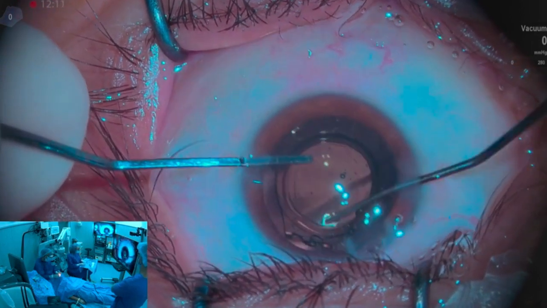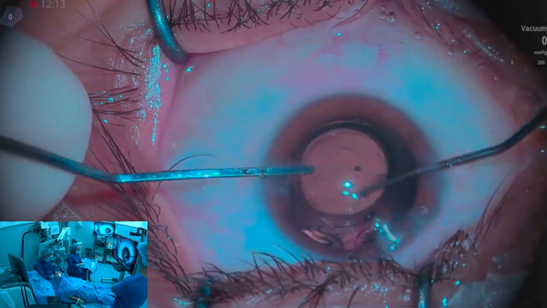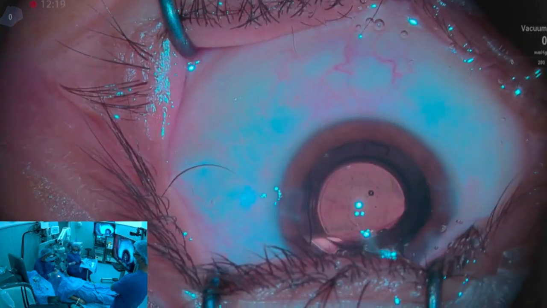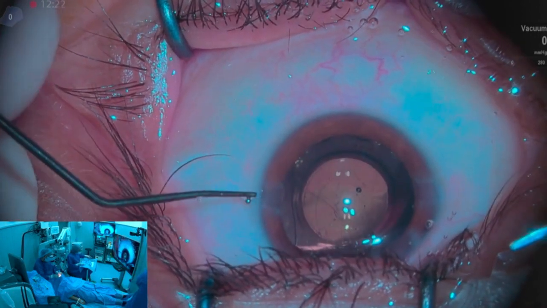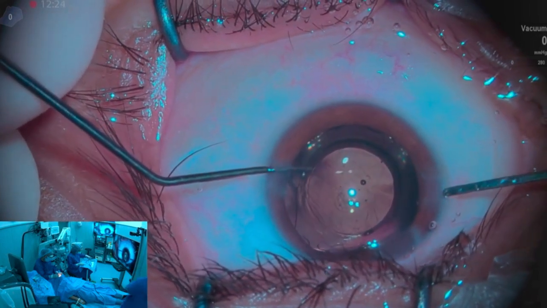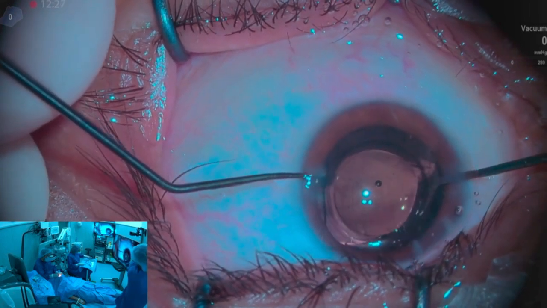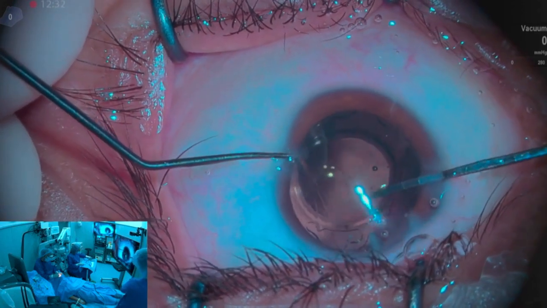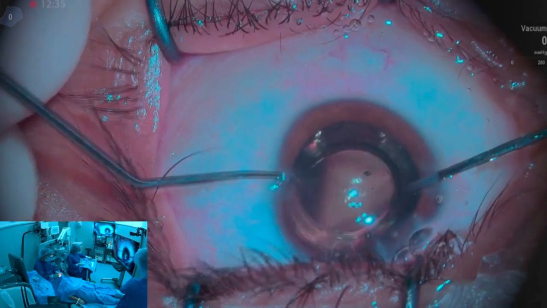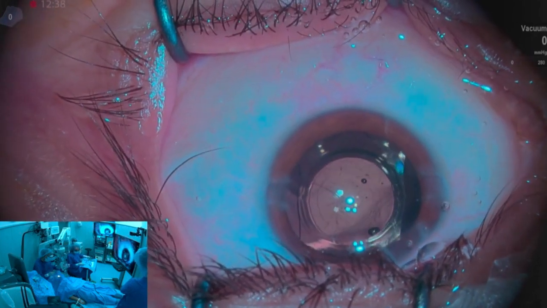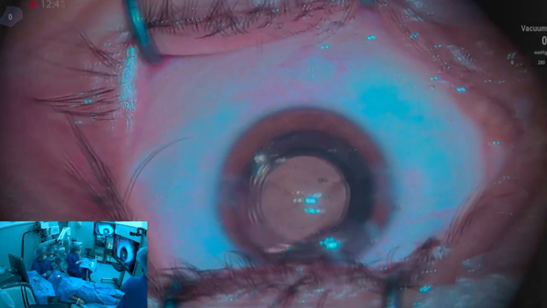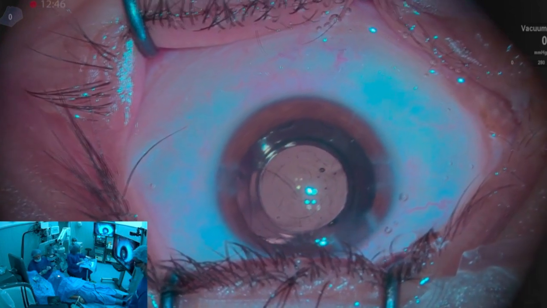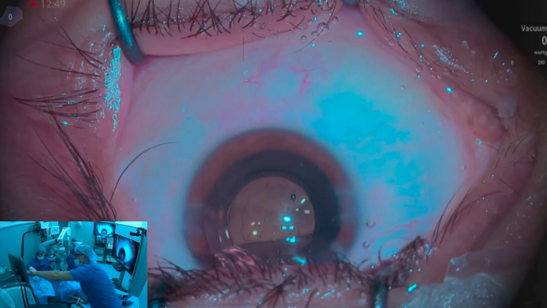Now, when I implant it in the back, you will see how one haptic of the lens engaged the posterior rhexis. Another critical moment for my heart. And I was surprised that with a gentle spatula movement, I can relieve that without causing tearing of the posterior rhexis. So this is the end result.